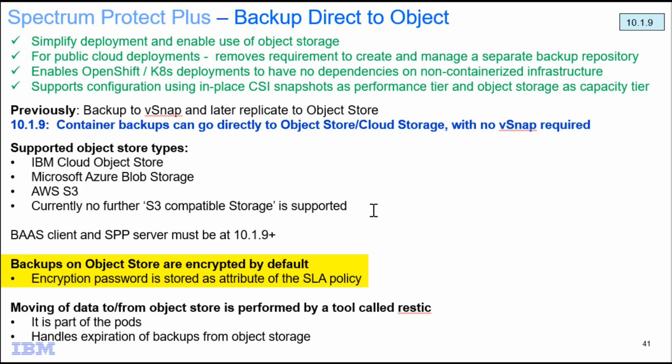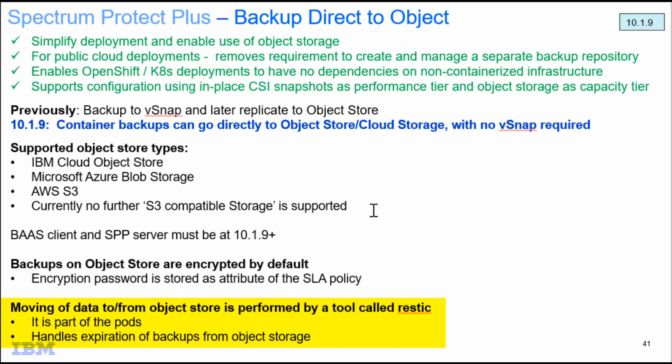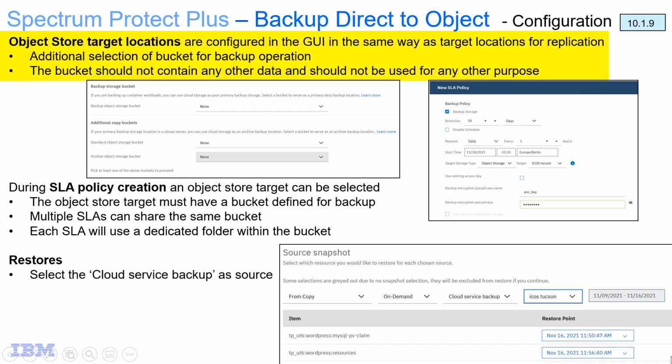inside of your Spectrum Protect Plus server. The Spectrum Protect Plus server will tell the Spectrum Protect Plus BAS agent when it's time to expire those backups off of object storage, and then the BAS agent will expire them off. This is all being utilized as part of our Restic tool, which is underneath the cover of the Spectrum Protect Plus BAS agent. I'll also show you in this video how to set up the different target locations, and then when you're doing the restores, how to select the cloud service backup as your source. So with that, let's go ahead and get started with the demo.